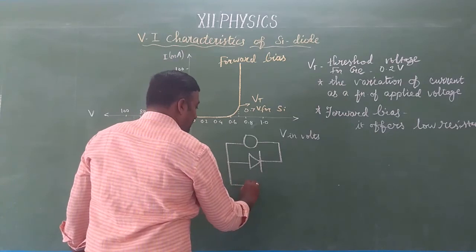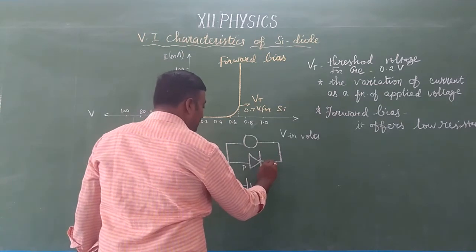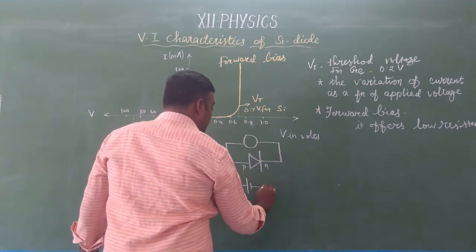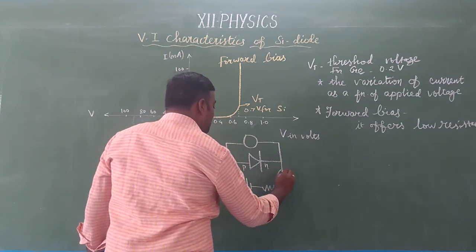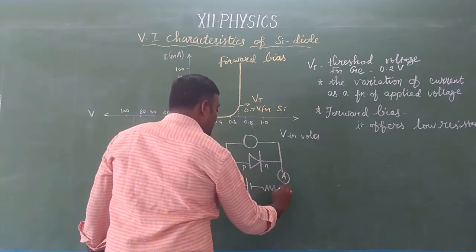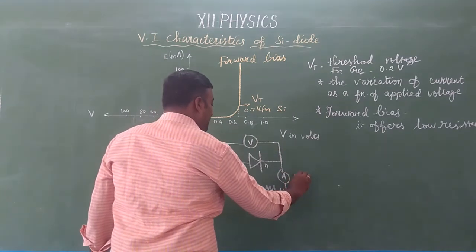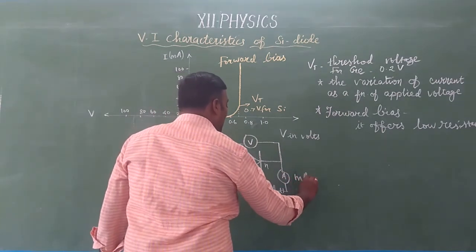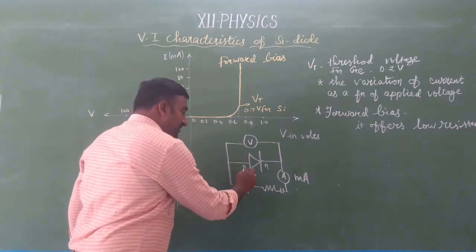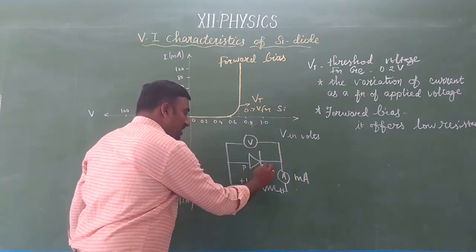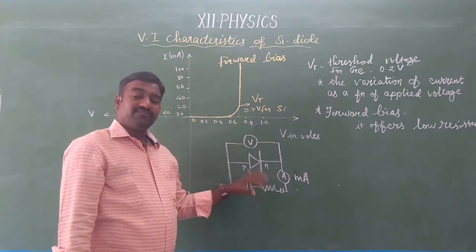The P side of the diode is connected to the positive terminal and the N side of the diode is connected to the negative terminal with a low resistance, and the ammeter is connected in series with the key. This is the voltmeter, this is the ammeter, and the ammeter measures in milliampere. So in a PN junction forward bias, the P side should be positive and the N side should be negative. The voltmeter is always connected across the terminal. This is for a forward bias case.